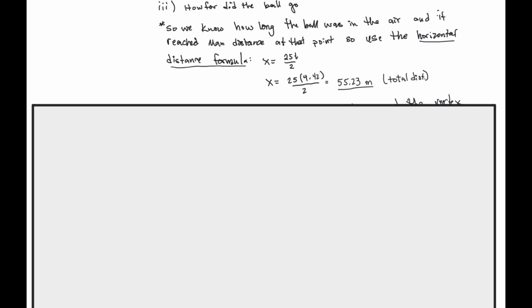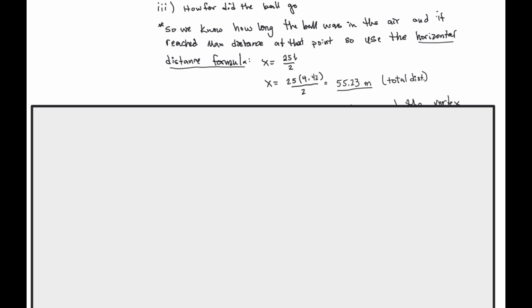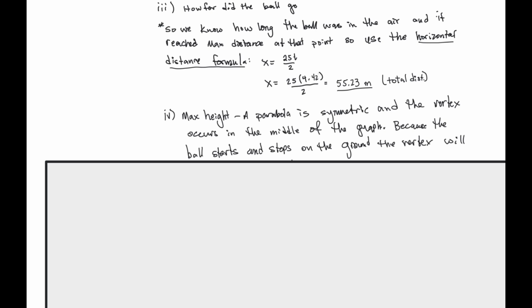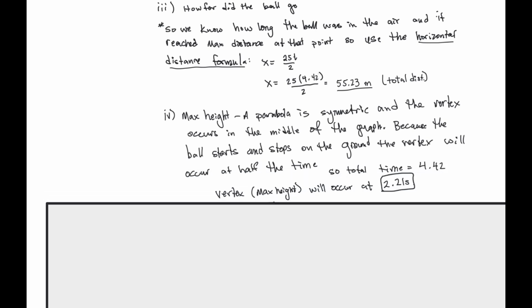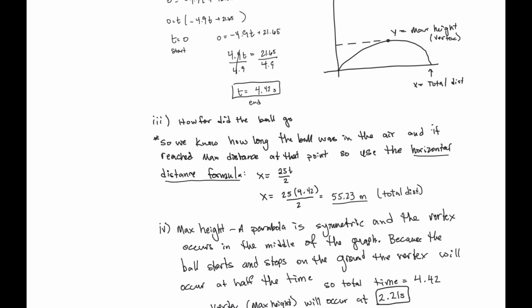Okay, part 4. Okay, this one is easy to find mathematically. Might be a little tricky to explain, but I think you'll get it. If you look at the little picture I drew, we know that the max height will occur halfway through its path.